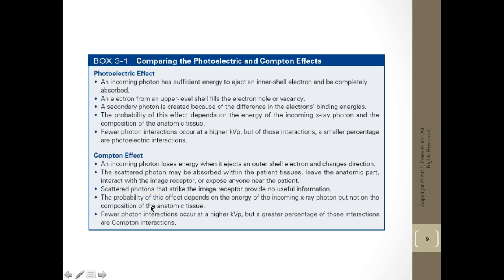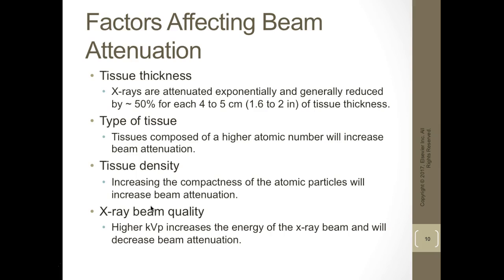The scattered photon will strike the image receptor, providing no useful information. So any scattered photon from Compton effect does not give us any useful information. The probability of this effect depends on the energy of the incoming photon, but not on the composition of the anatomical tissue. So fewer photon interactions occur at higher kVp, but a greater percentage of those interactions are Compton interactions.